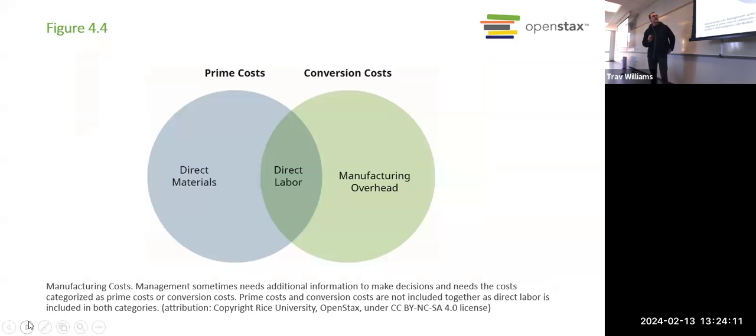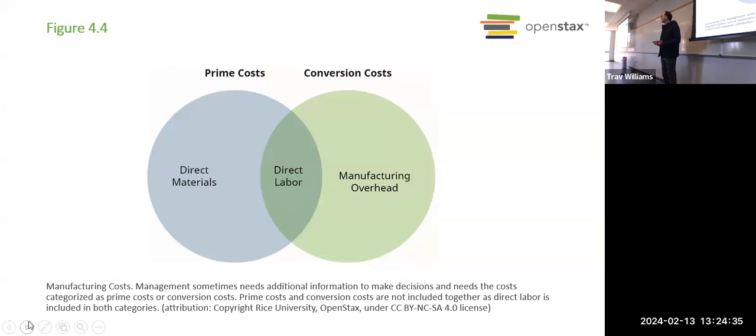All right, we know this, right? We know that manufacturing costs can be divided into prime and conversion. What makes up prime costs? Exactly. Those are prime, they're the first costs that go into making the product because you always start with some materials.